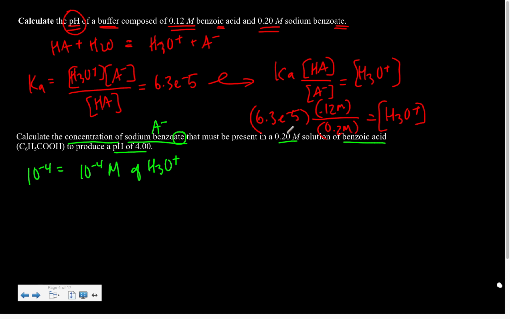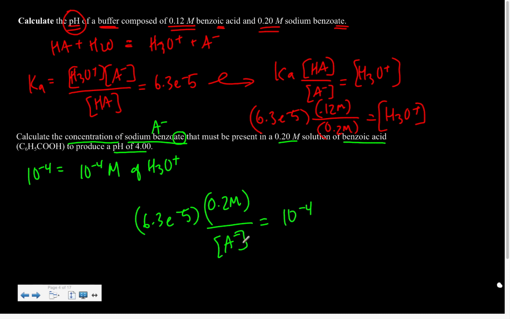I also know the concentration of this. I also know my pKa. So here we could set this up again, and then we have all these pieces. So let's just go ahead and plug it in. We know 6.3 times 10 to the negative 5th, and then we know our HA is 0.2 molar. This is the piece we don't know. And we know H3O plus is 10 to the negative 4th. And then we're just going to solve for our A minus. Makes sense? All right, make sure you can do these.